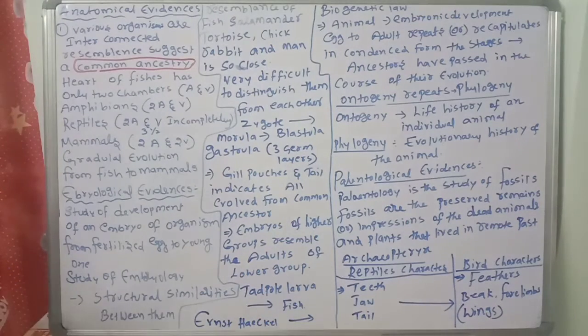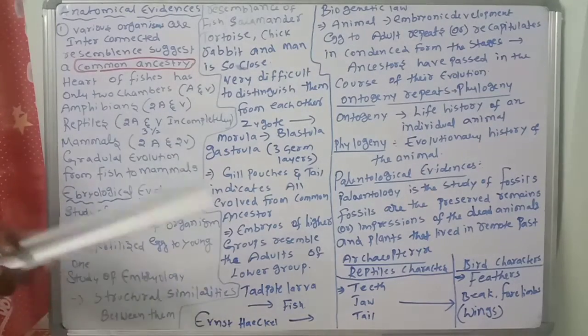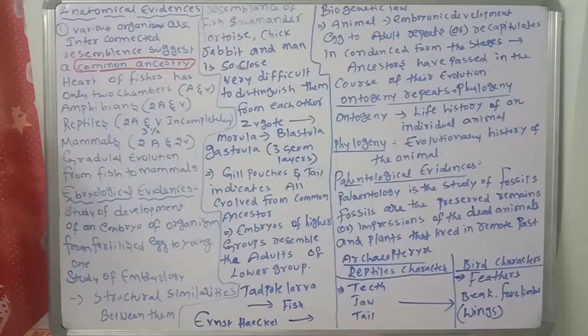If you dig, first invertebrates, then the dinosaurs, then the horses, then some other organisms, fossils we will find. So from 100 million years onwards, we can estimate using the fossils. So this is about the fossils and evidences, paleontological evidences.